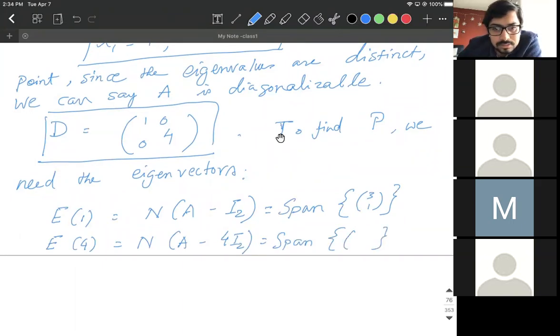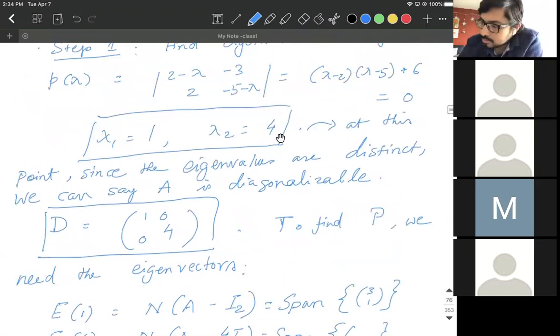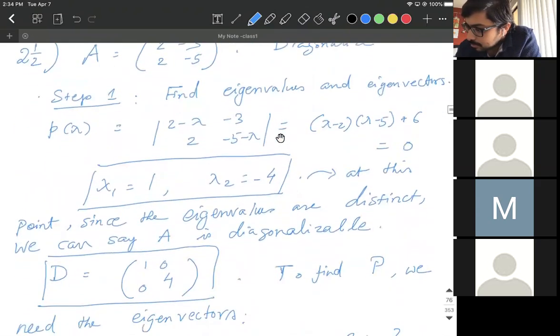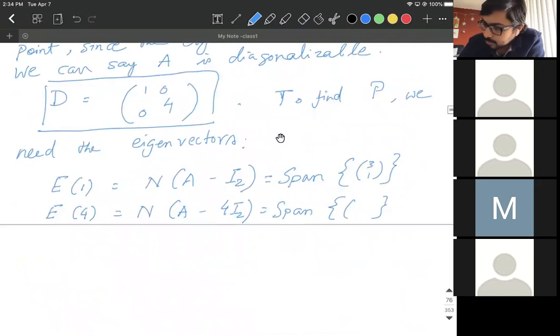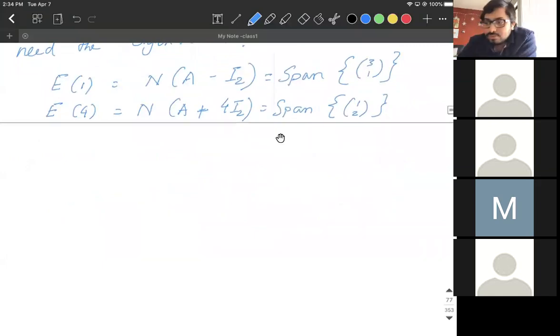Oh, just a moment. Sorry, so I think there's a change of sign. So the eigenvalues are lambda 1 equals 1 and lambda 2 equals minus 4. So we have a plus sign here. So this is 1 and 2. Okay, so we have 2 representative eigenvectors for the 2 eigenvalues. Okay, and that's all we need.